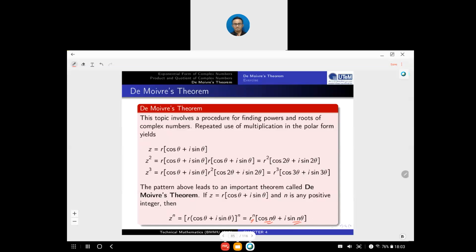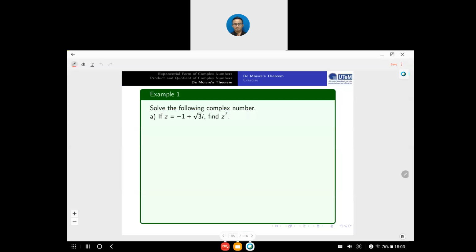So look at the example. Solve the following complex number. If z equals negative 1 plus 3i, find z to the power of 7. So first of all, we need to change this value of z from rectangular form to polar form first.